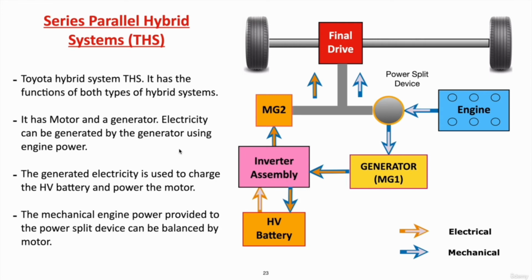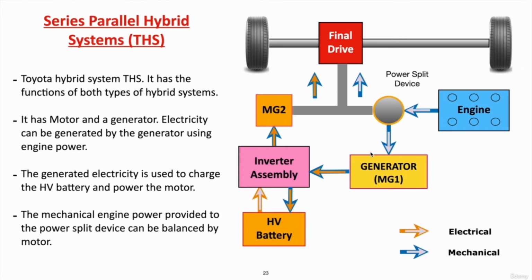Electricity can be generated by the generator using the engine power. The generated electricity is used to charge the HV battery and power the motor. Mechanical engine power provided to the power split device can be balanced by the motor. So the main difference here is this power split device.